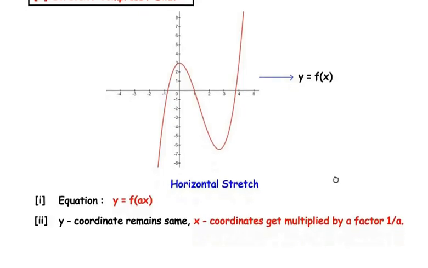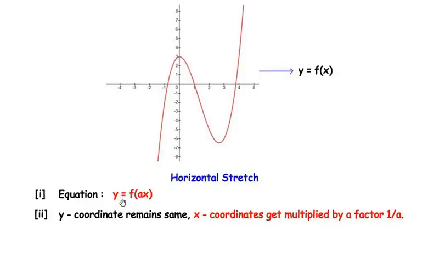The horizontal stretch is given by the general equation y is equal to f of ax. In this stretch, the y coordinate remains the same when we apply this transformation, but all the x coordinates of the graph are going to be multiplied by a scale factor of 1 over a. So this is an important point to be remembered for the horizontal stretch. For example, if the function is given as y is equal to f of 2x, then all the y coordinates are going to remain the same for the given graph, but all the x coordinates are going to get multiplied by 1 over 2. So this gives rise to two conditions.